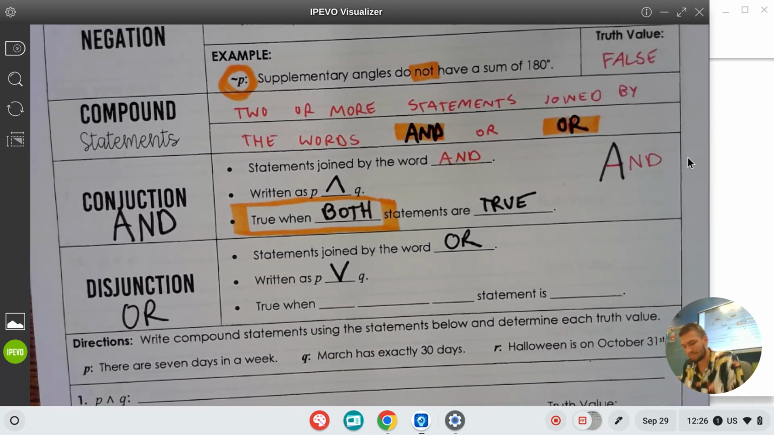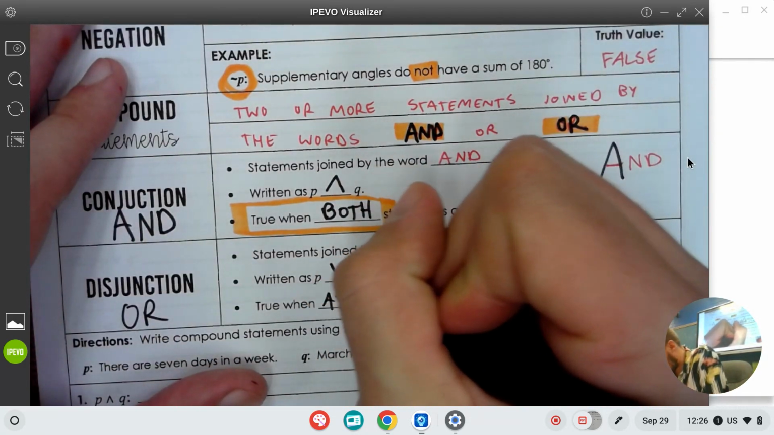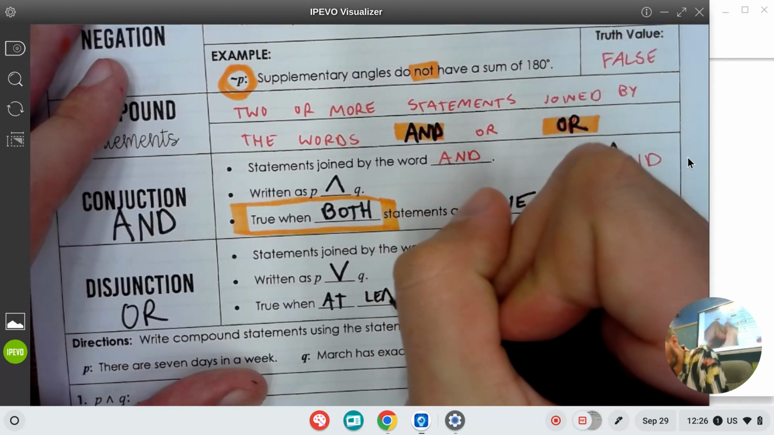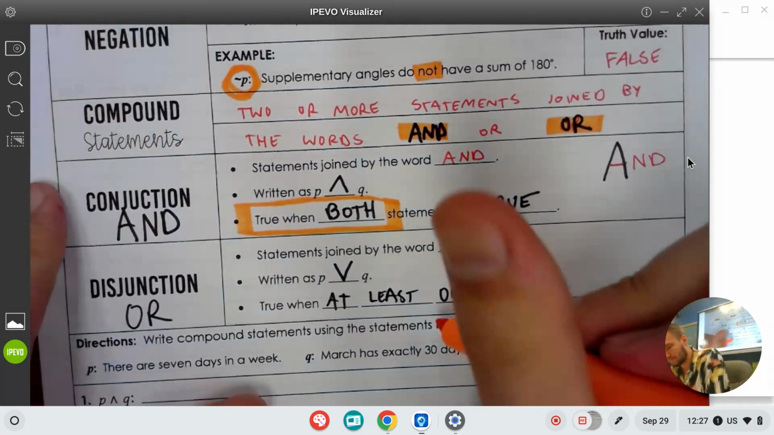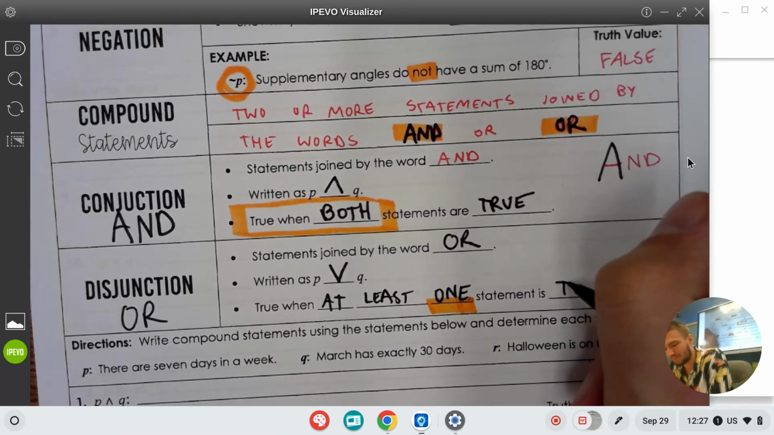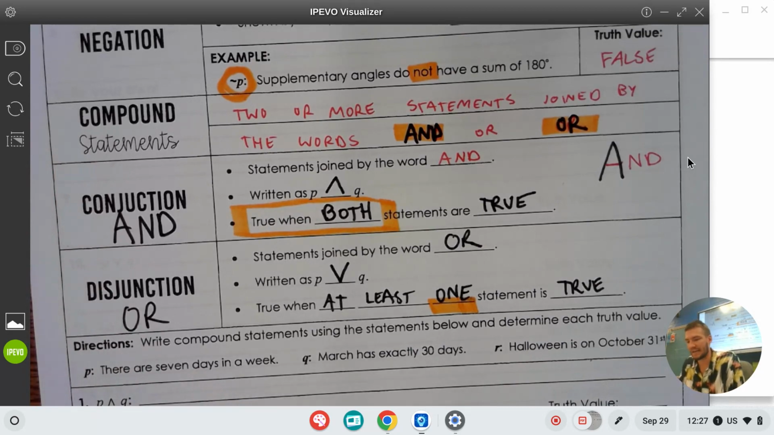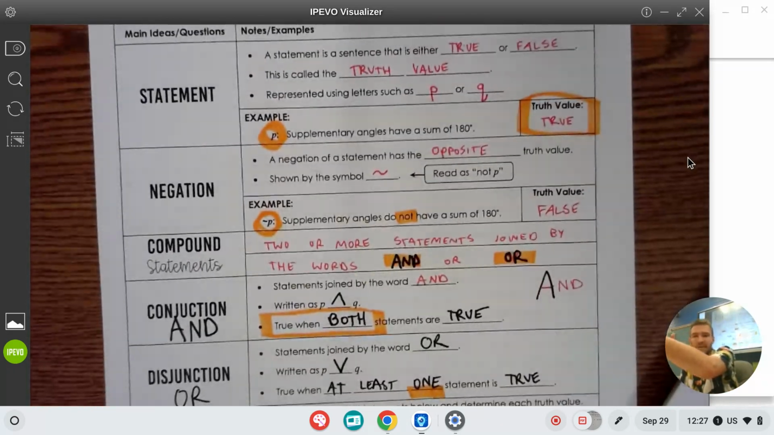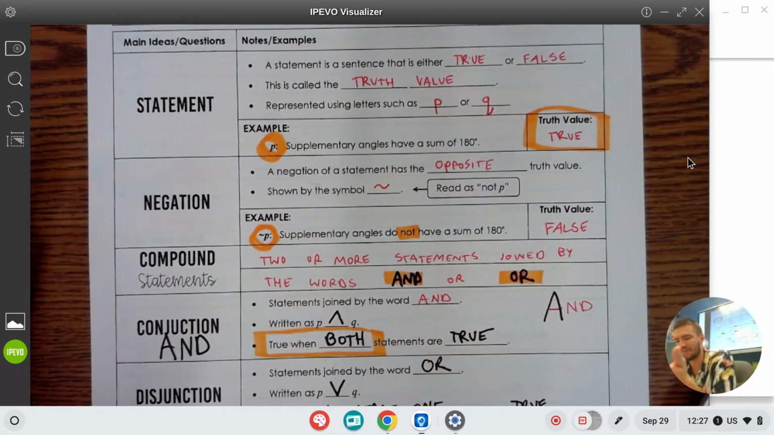And here's the big difference. This is true when at least one of the statements is true. Okay. We've written a lot of stuff down. Let's look at the little vocab words we have here. Statements are true and false. Okay, sure, whatever. That's not very complicated. That's not going to be even a question.